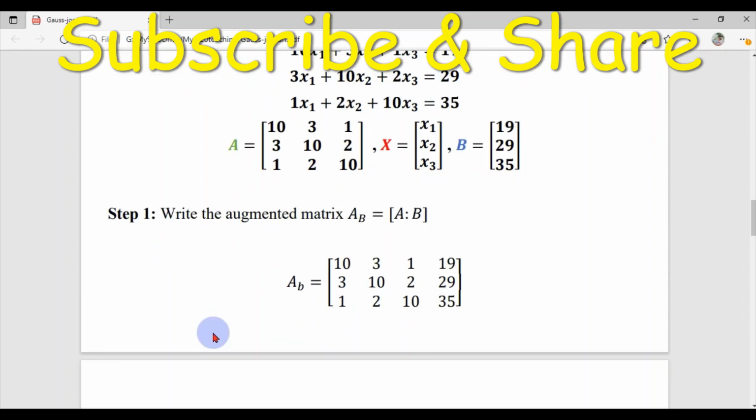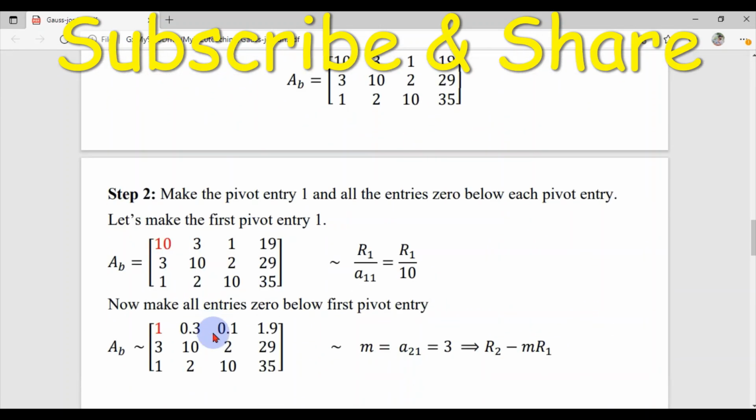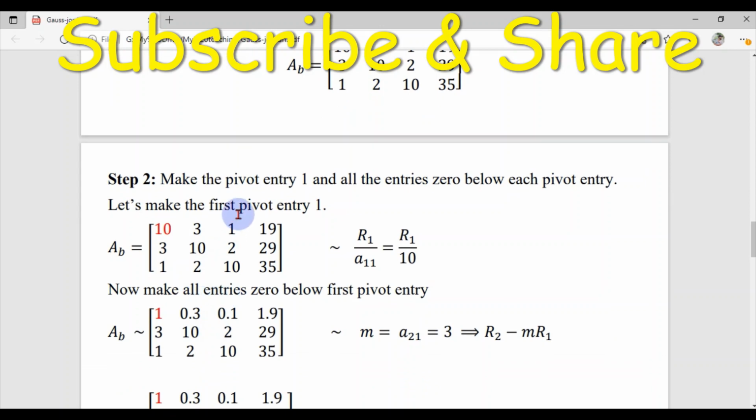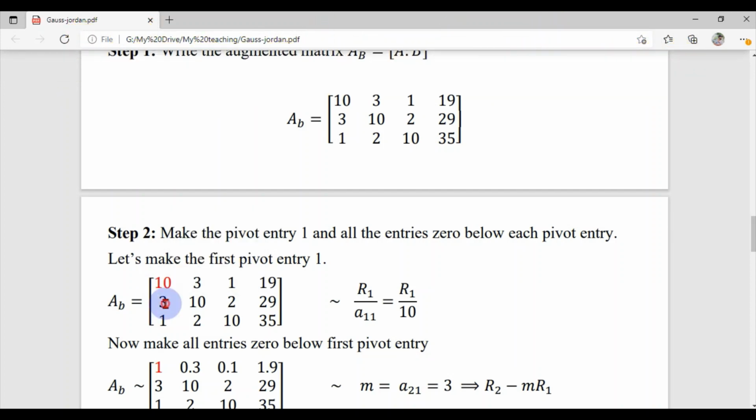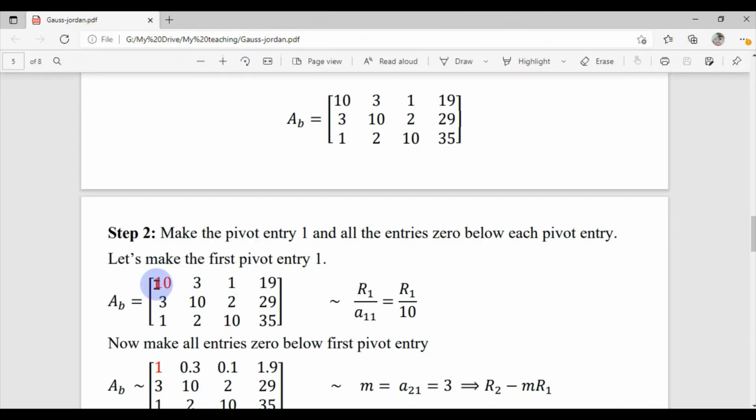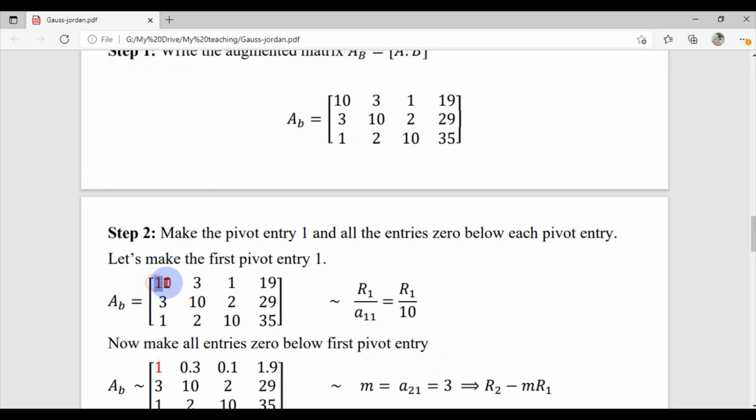Okay, so the next step is to make each pivot entry 1 and make the entries below and above that pivot entry 0. For this, as you can see, my first pivot entry is 10 because of its pivot position. Now my first goal is to make this 10 into 1. So I will simply divide the whole first row by 10.